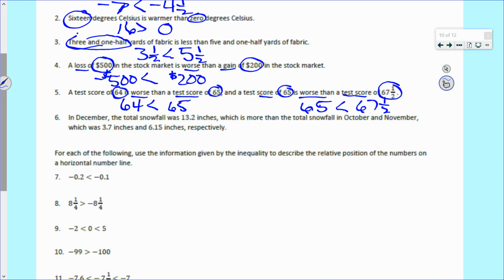Now here's one other thing you could do, guys. We can actually do an inequality chain. We could have also just done it like that. Either one of those would have been okay.